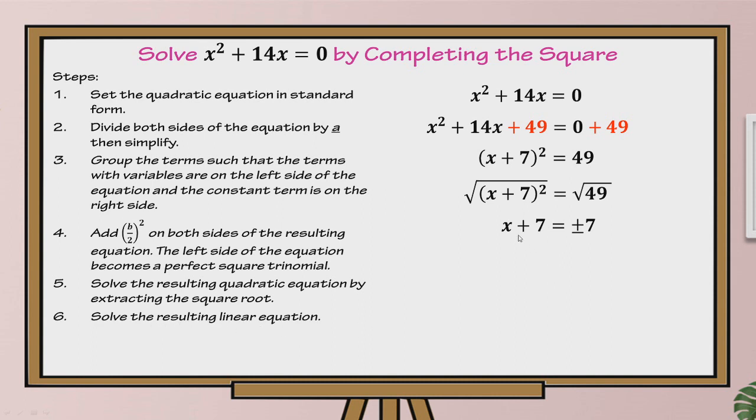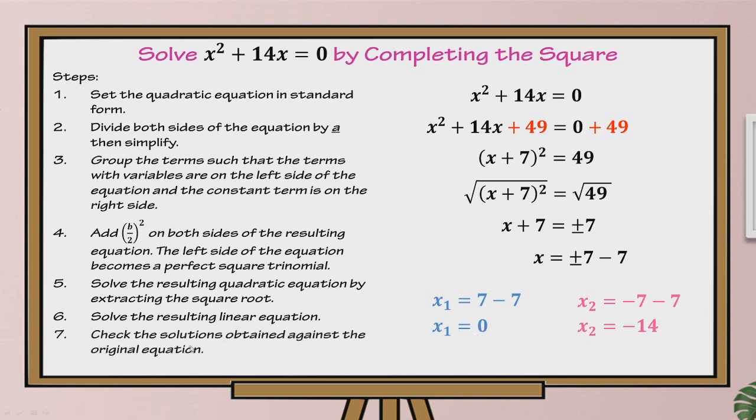Therefore, to solve for the value of x, we will just transfer positive 7 to the other side. That becomes x equals positive and negative 7 minus 7. And this means we obtained two equations. The first one is positive 7 minus 7, and the other one is negative 7 minus 7. So our first root is equal to 0. The second root is negative 14. So let's proceed to the seventh step, which is to check our obtained values of x.